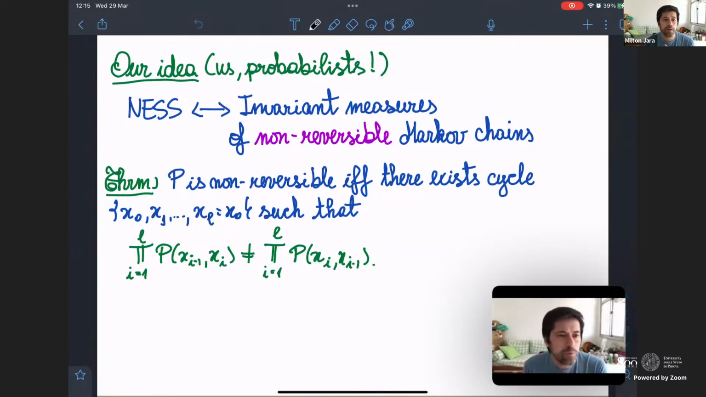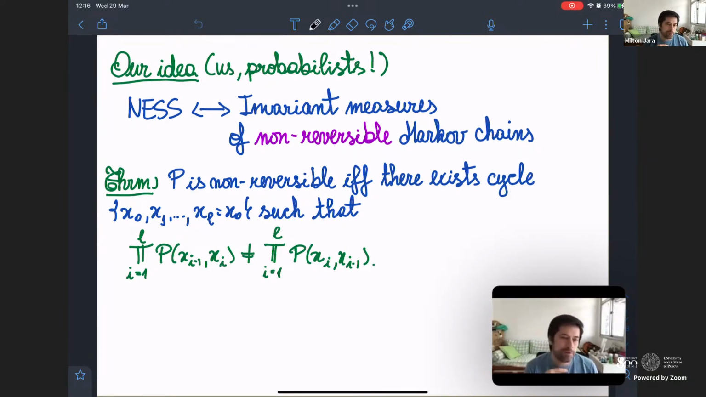To begin with, I don't want to be super technical. Instead of considering Markov processes, I'm going to consider Markov chains, just because for Markov chains we don't have trouble making sense of whatever formula we want to write down. From a probabilistic point of view, a non-equilibrium stationary state is going to be an invariant measure of a non-reversible Markov chain.